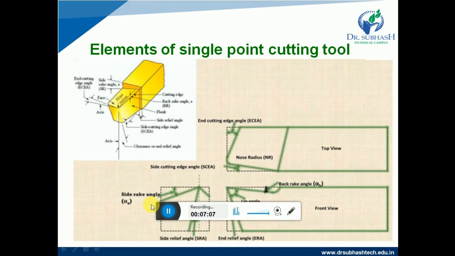Now side rake angle. It is the angle between the tool face and the line parallel to the base of the tool, measured in a plane perpendicular to the base and the side cutting edge. The side rake angle is negative if the slope is towards the cutting edge, and the side rake angle is positive if the slope is away from the cutting edge. You have to remember both the conditions. The side rake angle is positive if the slope is away from the cutting edge, and negative if the slope is toward the cutting edge.